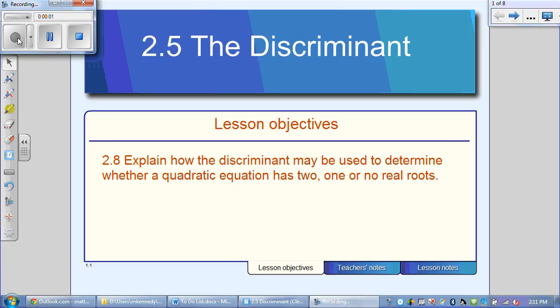Called the discriminant. The discriminant is the thing that's underneath the root sign when we do the quadratic formula. So remember the quadratic formula that we learned yesterday? There's a whole bunch of stuff underneath that root sign. We actually call that the discriminant.